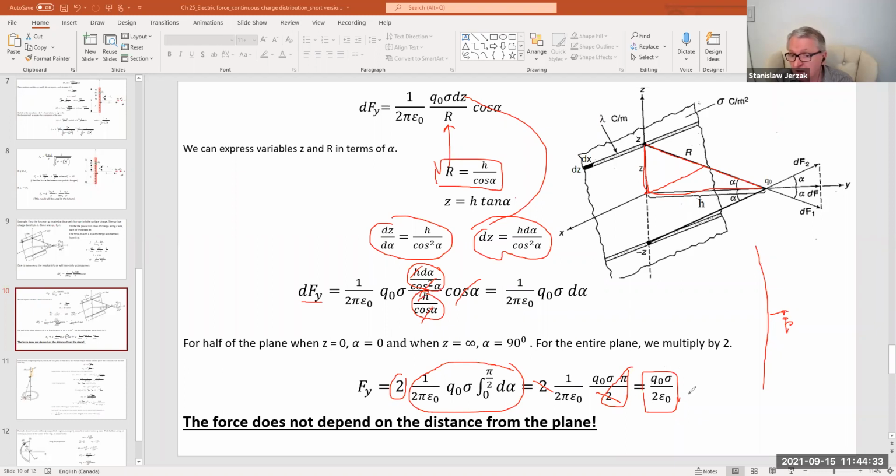On many occasions in future lectures, I will be using this result, that the force acting on q0 is independent of the distance from the plane of charge. So this is the important result. As I've mentioned, we will be using it a few times in the future. So any questions right now? You can unmute yourself and ask questions.